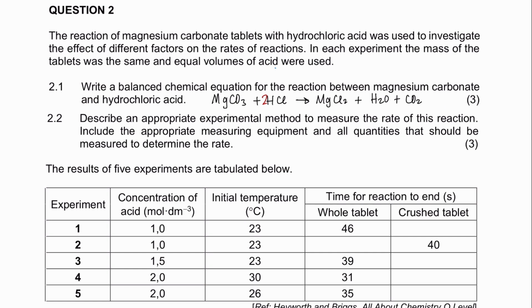Question 2.2, describe an appropriate experimental method to measure the rate of the reaction. So include appropriate measuring equipment. So what we can do is, if we look at CO2, we know that the CO2 that's going to be produced is a gas. So we can measure the rate by capturing the amount of gas, and we can capture it using a syringe. So we'll use a syringe and a stopwatch.